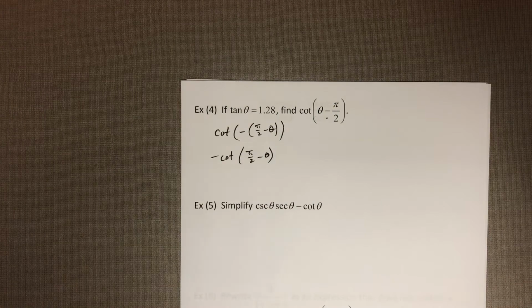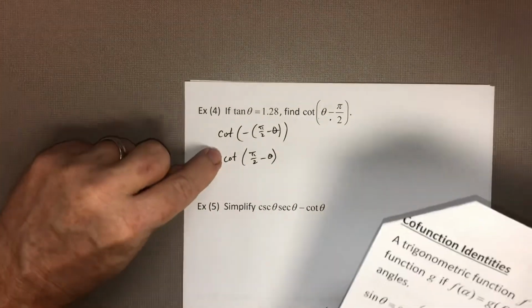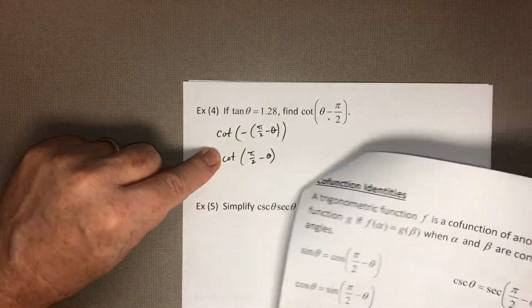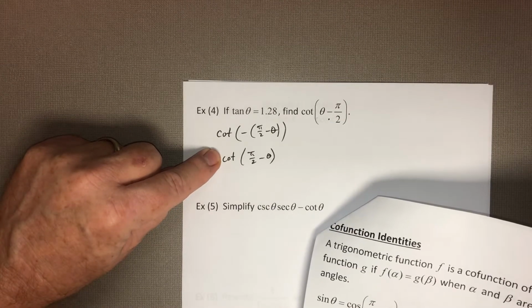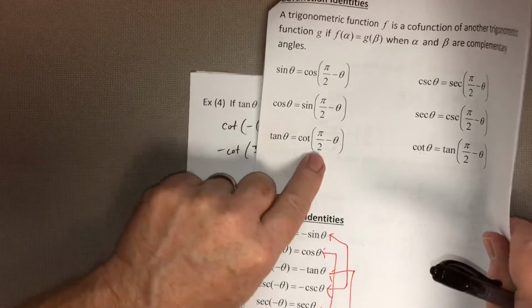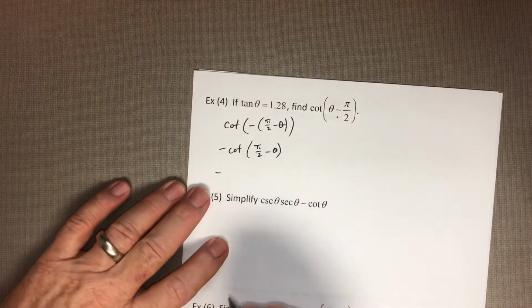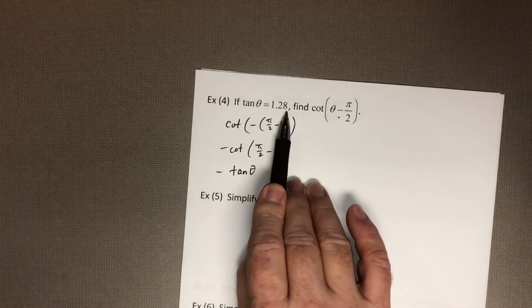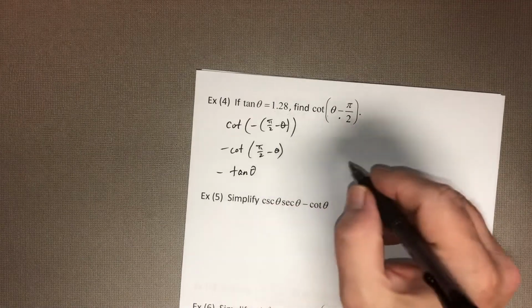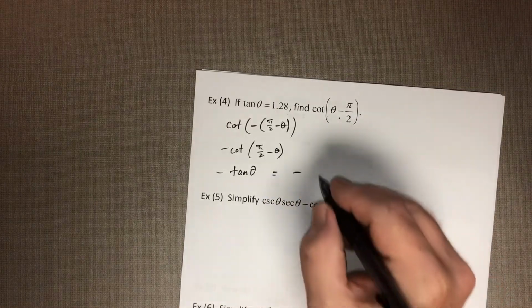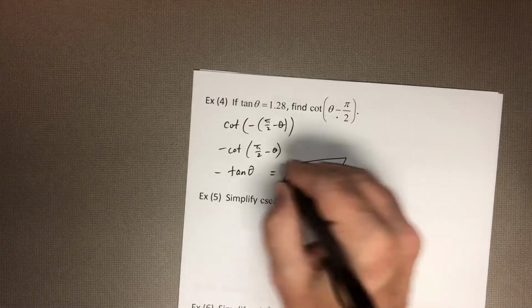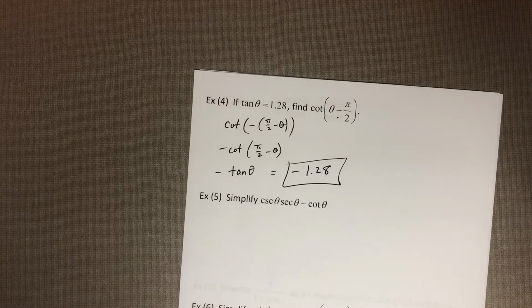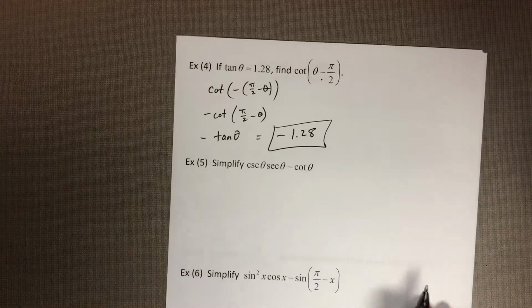Now we can use one of those cofunction identities to simplify. Forget the negative part for a moment, just the cotangent of pi over 2 minus theta. Well, the cotangent of pi over 2 minus theta is just the tangent of theta. So this would be equal to negative the tangent of theta. And we know the tangent of theta is 1.28, so this would then end up being equal to the opposite of 1.28, which is negative 1.28. All right, so there's your work for that one. Okay, let's go to number 5.